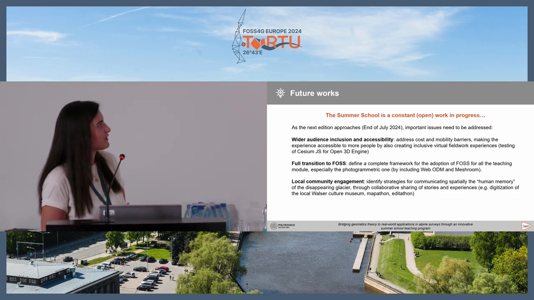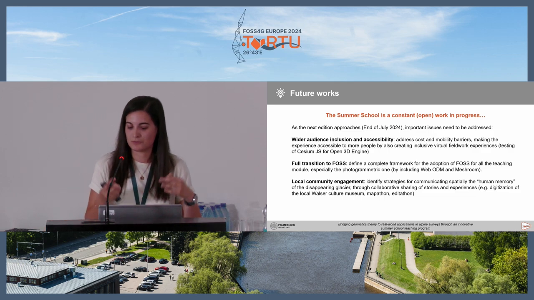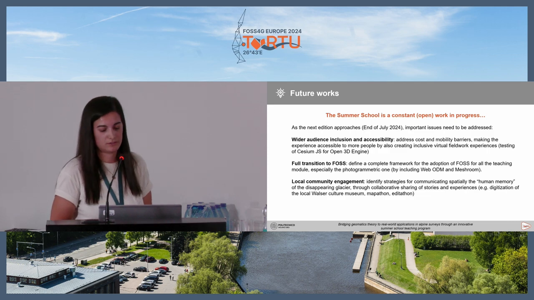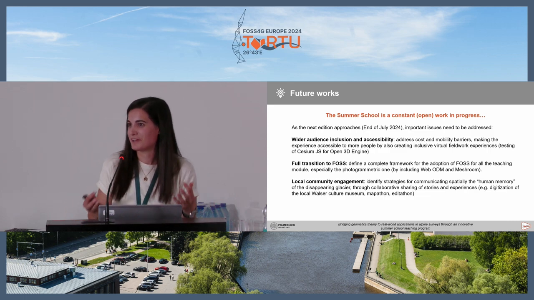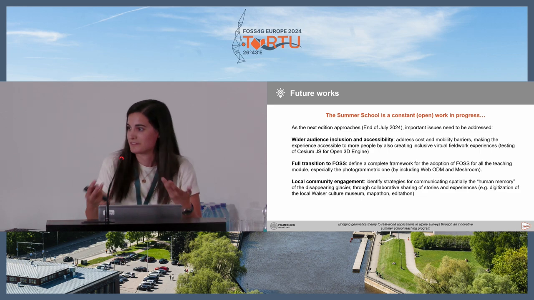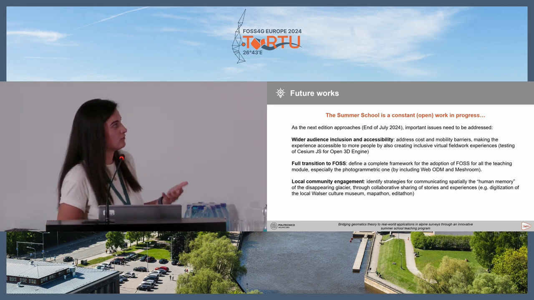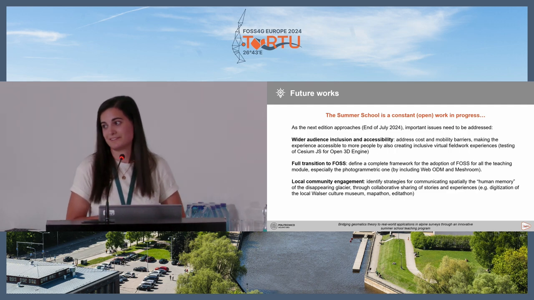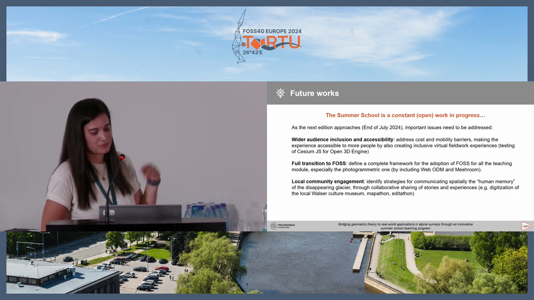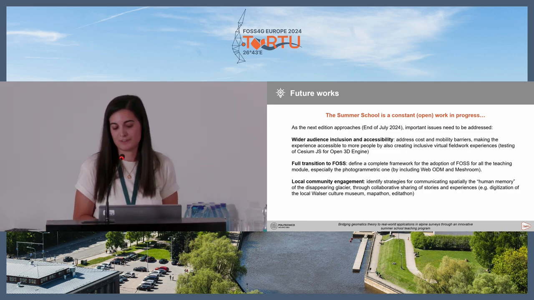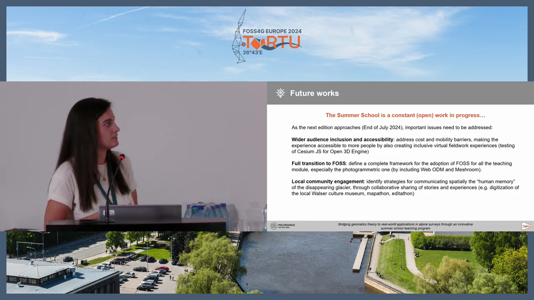For this reason, we are now evaluating how to construct or provide a virtual tour and fieldwork experience on the glacier, because again, at the alpine hut there are limited seats, so not everyone can be there and witness the entire summer school. There are also a lot of mobility and accessibility barriers that limit the experience. So we are now evaluating Cesium.js and the Open3D engine. We are also moving toward the full transition to FOSS in order to adopt an entirely accessible workflow.